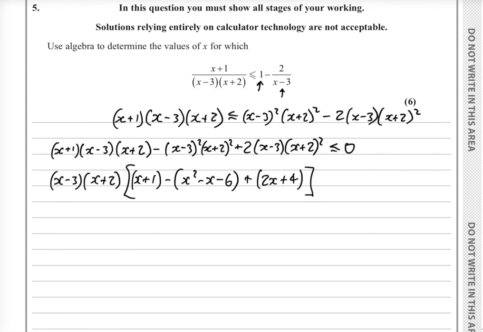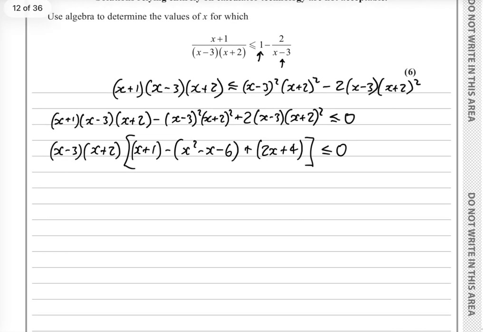So I didn't need all those curly brackets in there, but just letting you see the 3 separate terms from the line above. Now I can collect all of this, and we get a minus x squared plus 4x plus 11. That doesn't look like it's going to factorize.